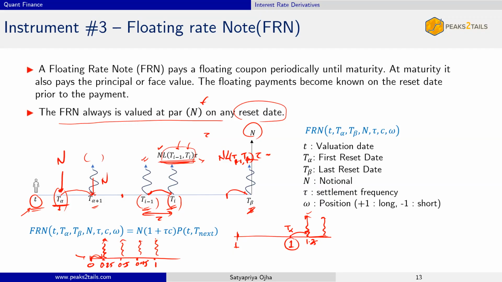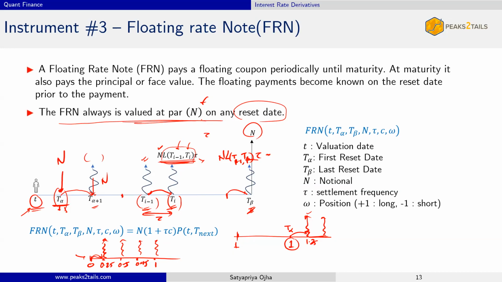So it depends. When does your floating rate payment start? It can start right away, or it can start sometime in the future. But the idea remains the same. Everything becomes known only one period before, not before that. As I mentioned, a floating rate note discounts to par on any reset date.